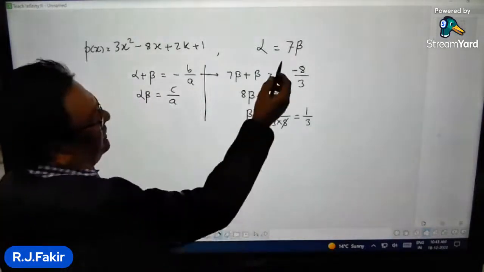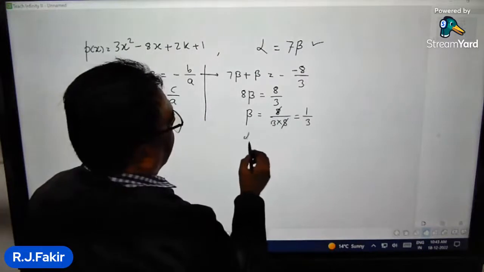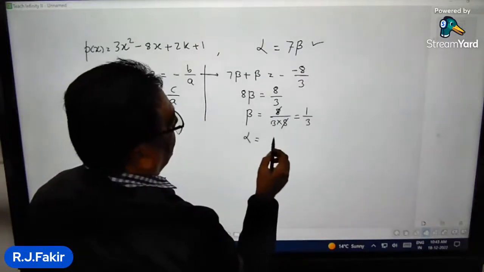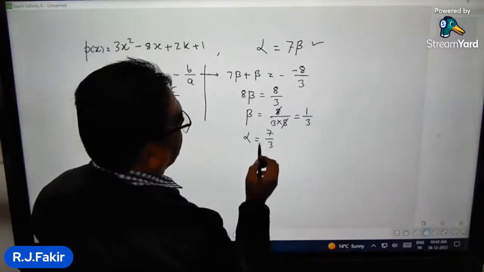So also we can calculate alpha by using this relation. So beta is 1 by 3, and what about alpha? It will be 7 times this value, so it will be 7 by 3.